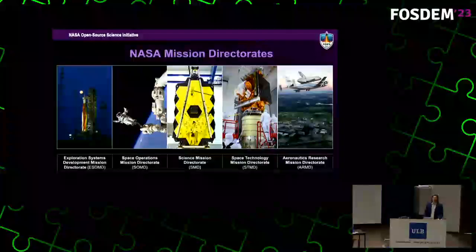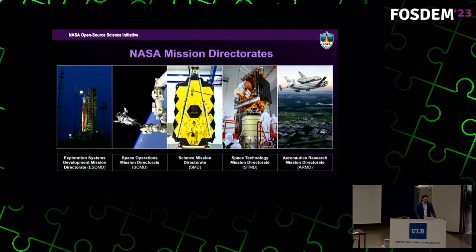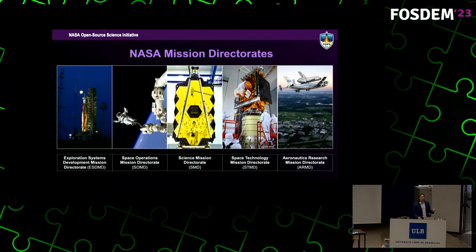Today, we're doing that through our different directorates. We have our Exploration Systems Directorate with Artemis, aiming to go back to the moon and then on to Mars. We have our Space Operations Mission Directorate, which is focused on the International Space Station, operations and living in space. We have our Science Mission Directorate, which I'm part of, which explores our universe and our Earth. And we have our Space Technology and Aeronautics Research Mission Directorates, which design the technology that enables the exploration and discoveries made by the other directorates.